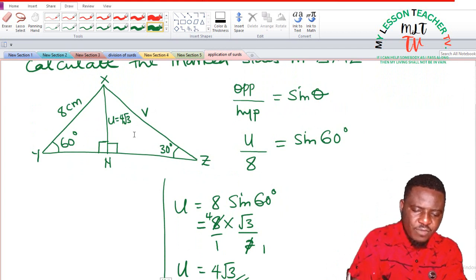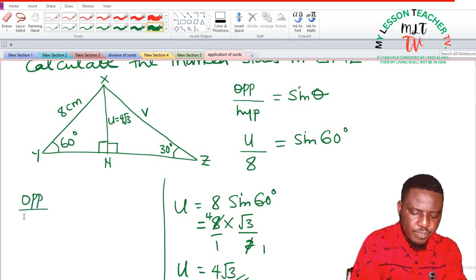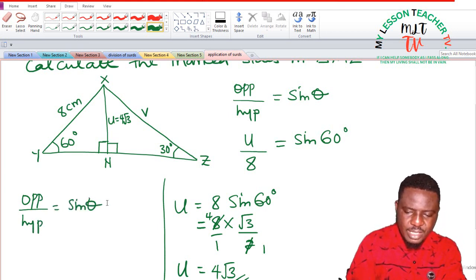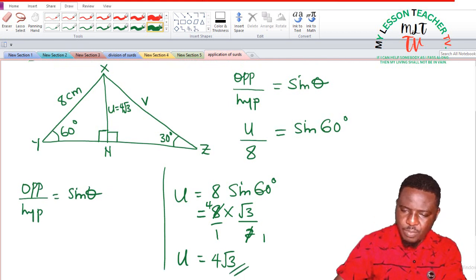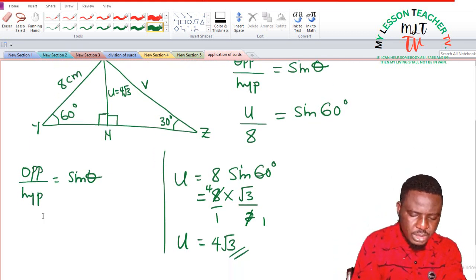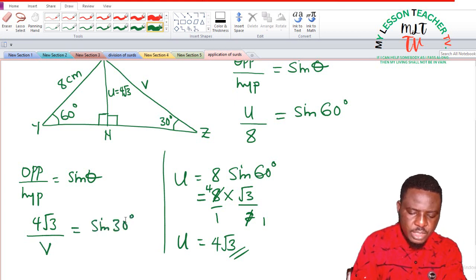So when you do that, you also create a relationship between U, V, and 30 degrees, and then solve for V. Now, you have it that U is the opposite to angle 30 degrees. So we have it that opposite divided by hypotenuse is equal to sine theta, which we have established. And this now becomes opposite side is said to be 4 root 3 divided by the hypotenuse side, which is unknown, V, is equal to sine 30 degrees.